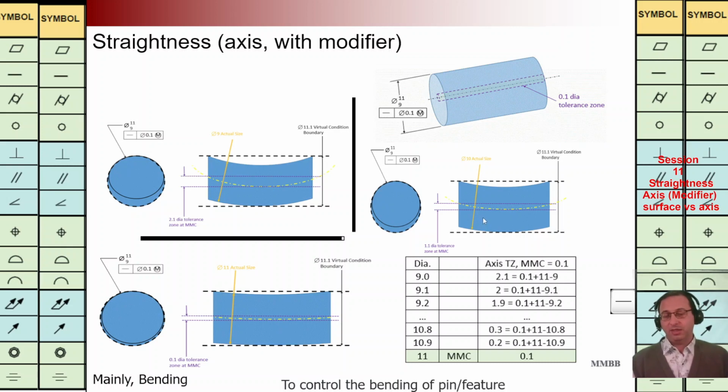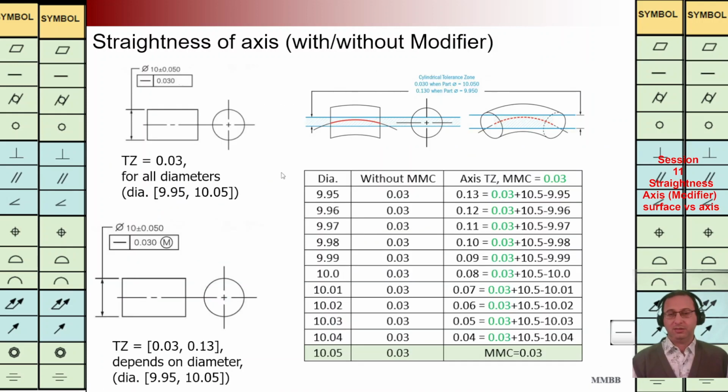Above this table, we can see this figure. The diameter of this pin is 10 and tolerance zone for that is 1.1 for this axis, as we can see here. Let's see this example. Again, a thread that is connected to dimension, it means we are going to talk about the axis of this pin. We don't have any modifier here. It is constant tolerance zone, as we can see here in this table.